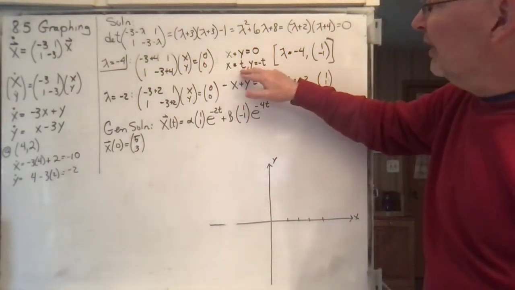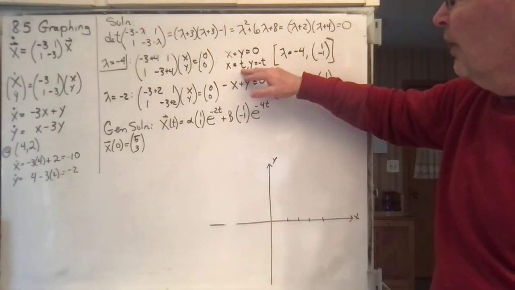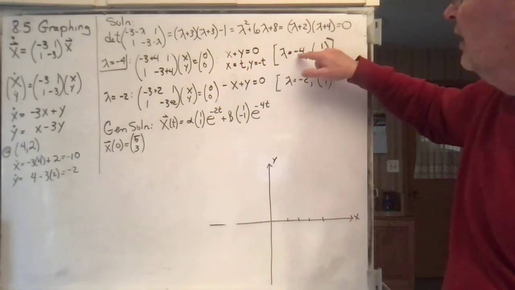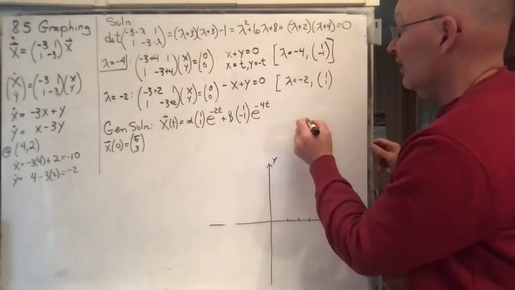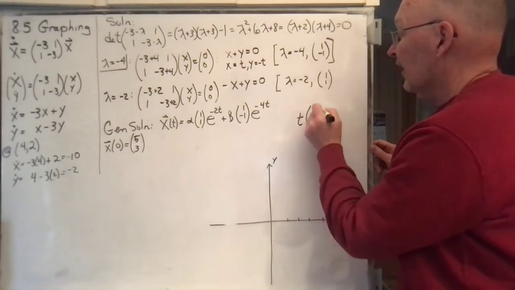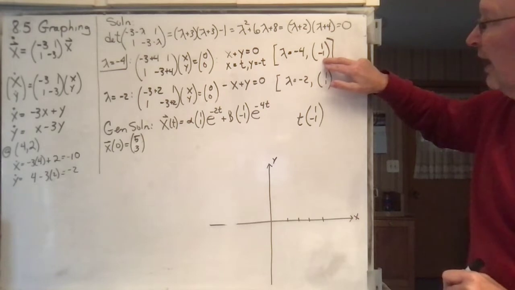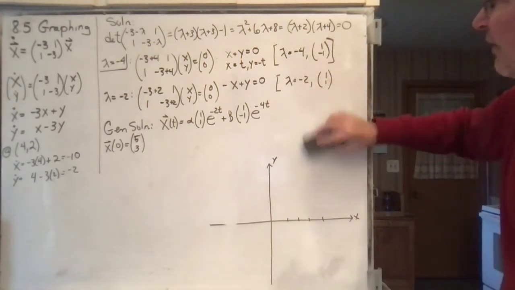You let x be a scalar, t, a parameter, and then y would have to be negative t. So for negative 4, you let x be t and y be negative t, so you can have t times the vector 1, negative 1. I like to write the eigenvector right there next to it. So there you have the eigenvalue and the associated eigenvector.